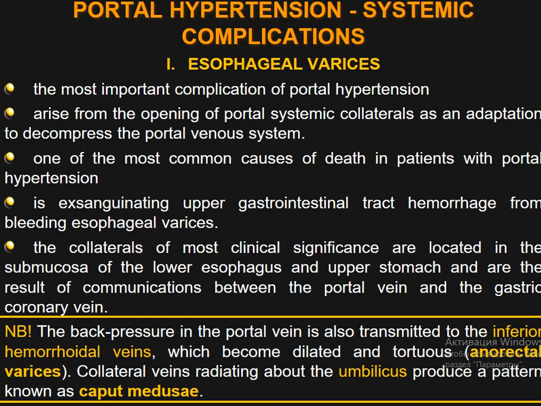The back pressure in the portal vein is also transmitted to the inferior hemorrhoidal veins, which become dilated and tortuous, and we name this condition anorectal varices. Collateral veins radiating about the umbilicus produce another pattern known as caput medusa.